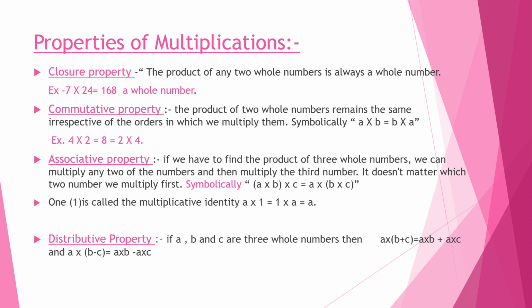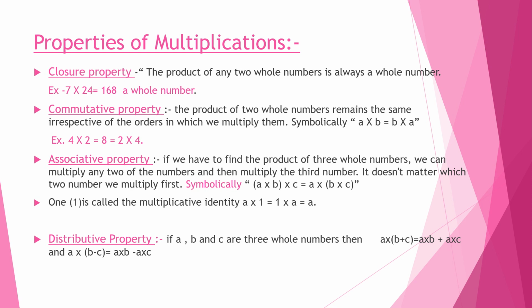Commutative property. The product of two whole numbers remains the same irrespective of the order in which we multiply them. Symbolically, we can write it as a into b is equal to b into a. So a multiplied by b will yield the same result as b multiplied by a. We can see it with the given example: 4 into 2 is 8, as well as 2 into 4 is also 8.